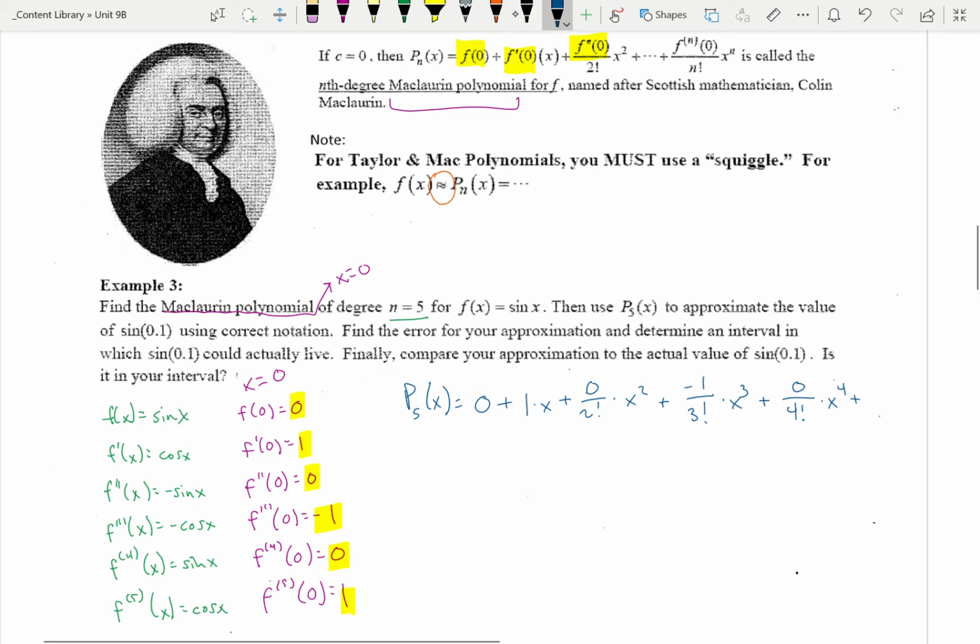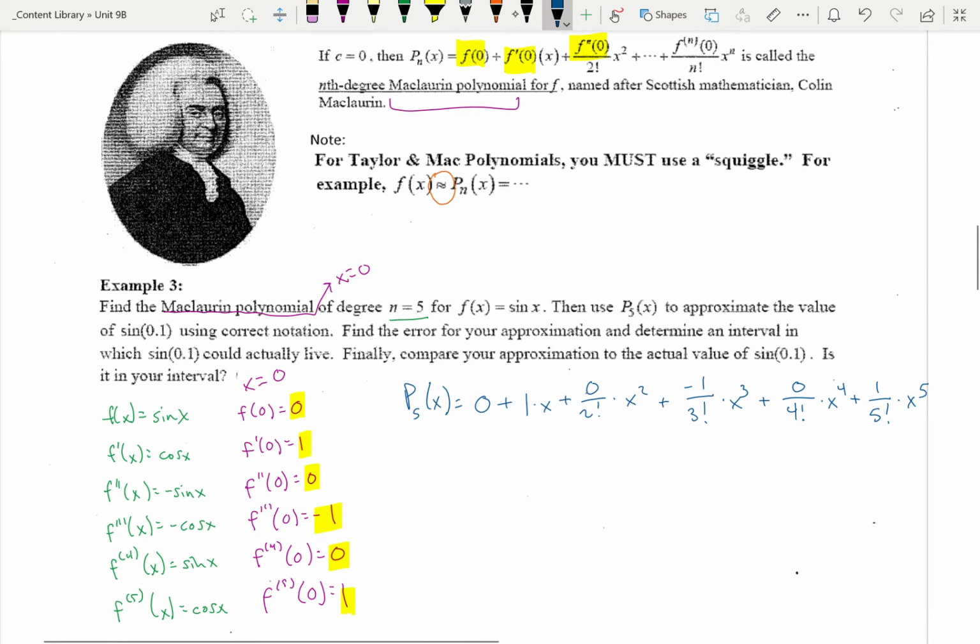And lastly, we've got this last coefficient of 1, and that's going to be divided by 5 factorial times x to the fifth. Remember that those factorials show up because of the power rule required to take multiple derivatives. So the nice thing about this polynomial is it matches the first 5 derivatives of the sine of x at x equals 0. So this should be a pretty good approximation for the sine of x.